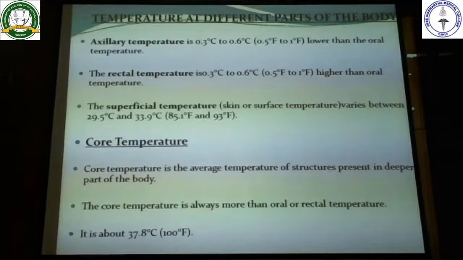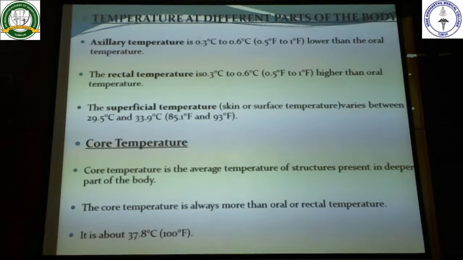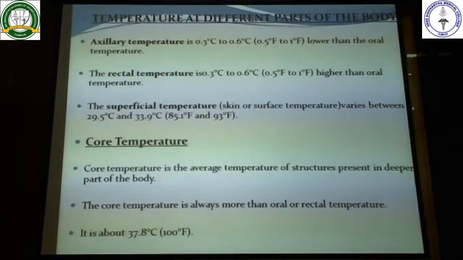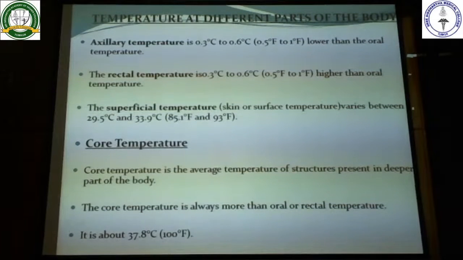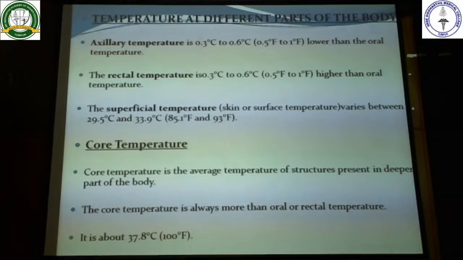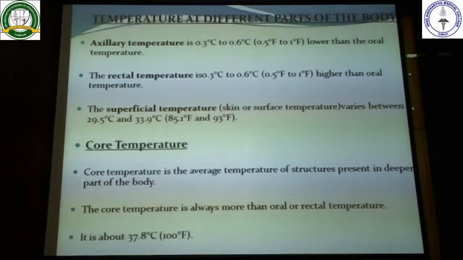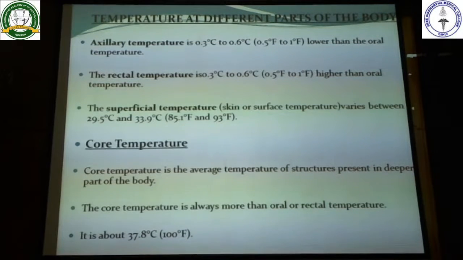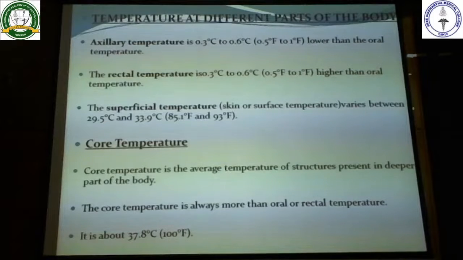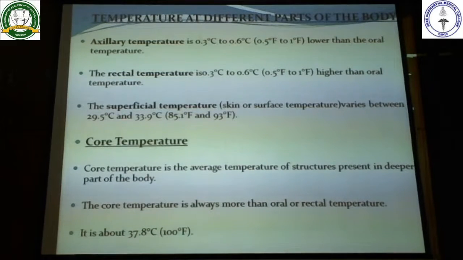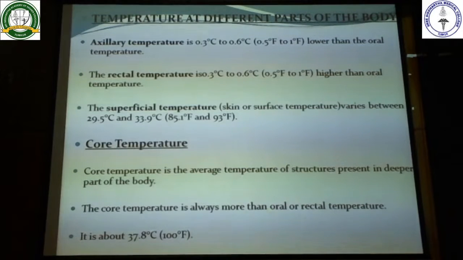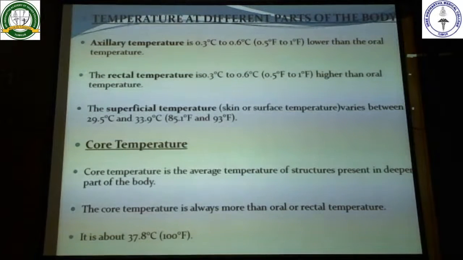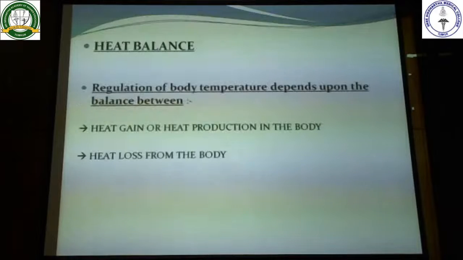But here what we do is, whenever we check, we consider the oral temperature, what we are relating with the oral temperature, right? 37, axilla 0.5 to 1 degree Fahrenheit minus the oral temperature, and if you check the rectal temperature, it will be 0.5 to 1 degree Fahrenheit more than the oral temperature, right? Core body temperature, it is nothing but the average temperature of the structures present in the deeper parts of the body, right? So core of the body, right?